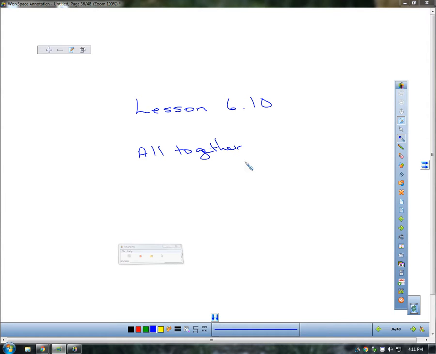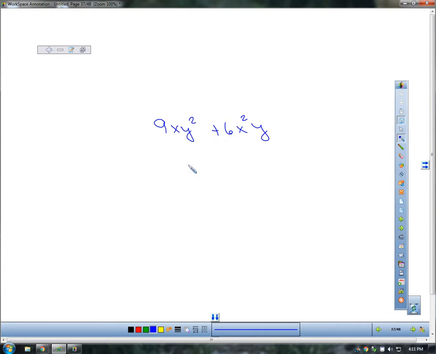This lesson is not any new material. It's basically everything that we've done in combination, so we've got to think on our feet. Okay, so this first one has two terms.